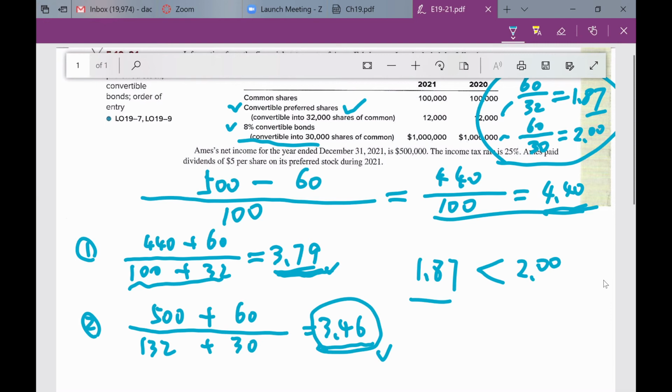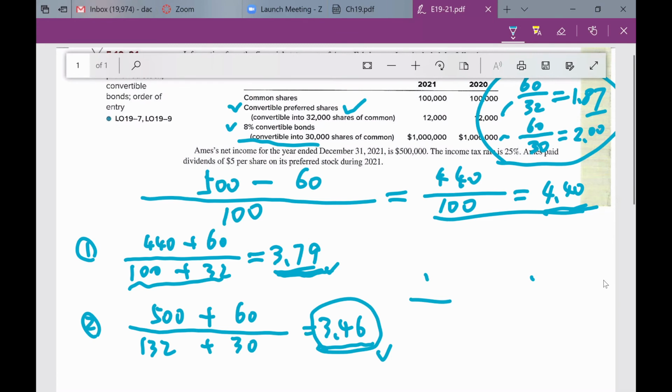I have a question. How did you get the 60 again? There are two 60s. One is for convertible bonds, one is for convertible preferred stock. Yeah, how did you get that 60 again? Both? Okay, let me read this part.